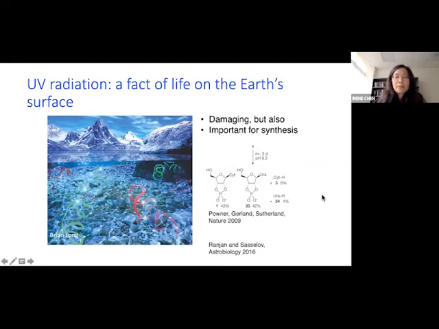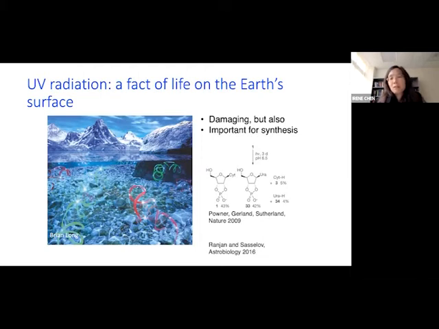So we got into this not because we thought it would give some emergent property or anything like that, but mostly because it was a fact of life on the early Earth. UV radiation is certainly damaging for nucleic acids. As we know, we put on sunscreens so we don't get sunburns, so that we don't get melanoma.